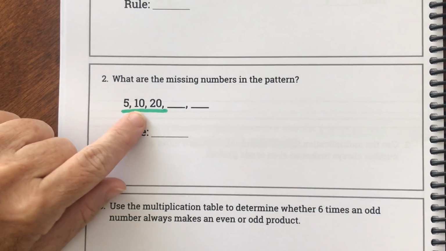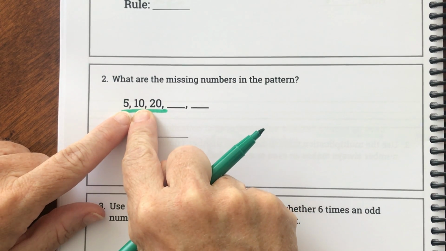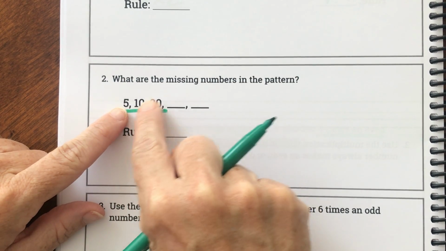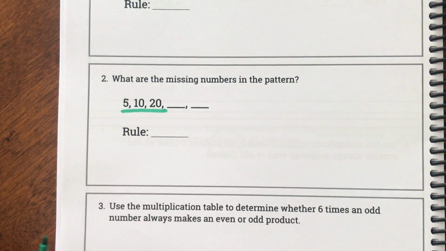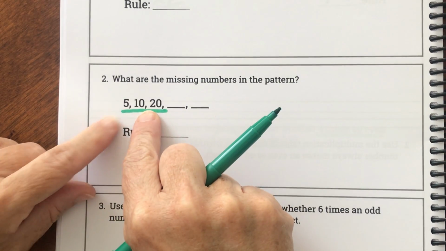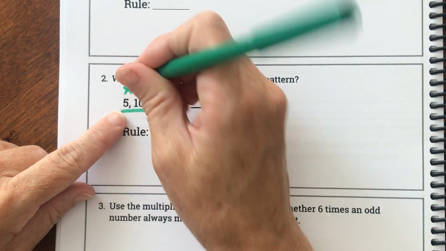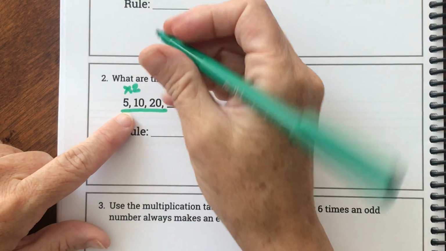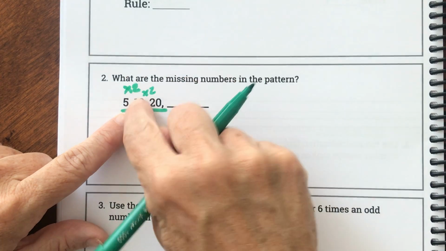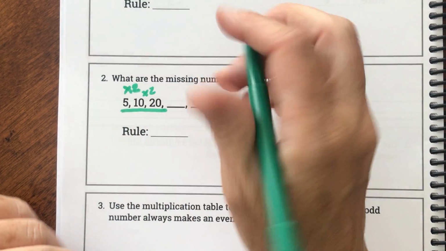Well, how did 5 turn into 10? 5 plus 5 is 10. But is 10 plus 5 20? No, 10 plus 5 is 15. So I know I can't do that. How else could 5 become 10? Could 5 times 2 be 10? Yes. What about 10 times 2 is 20? Ah, that's true. 2 10s would be 20.